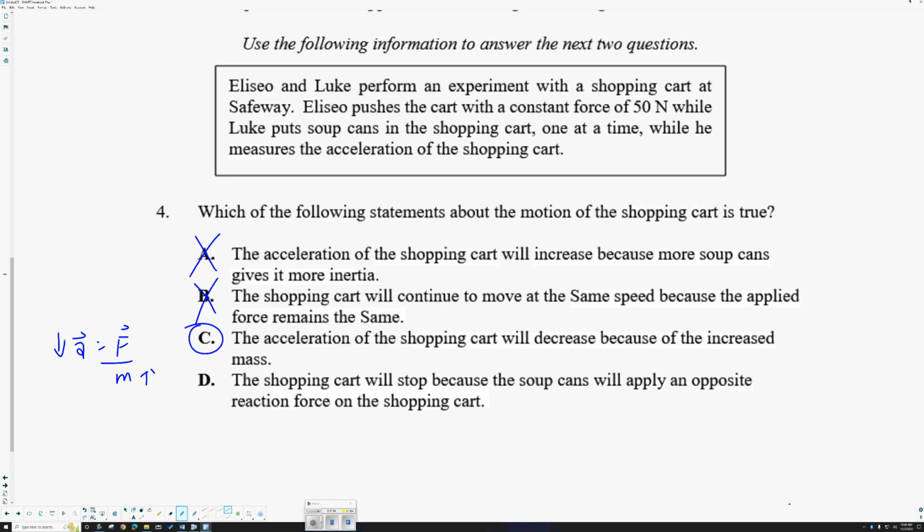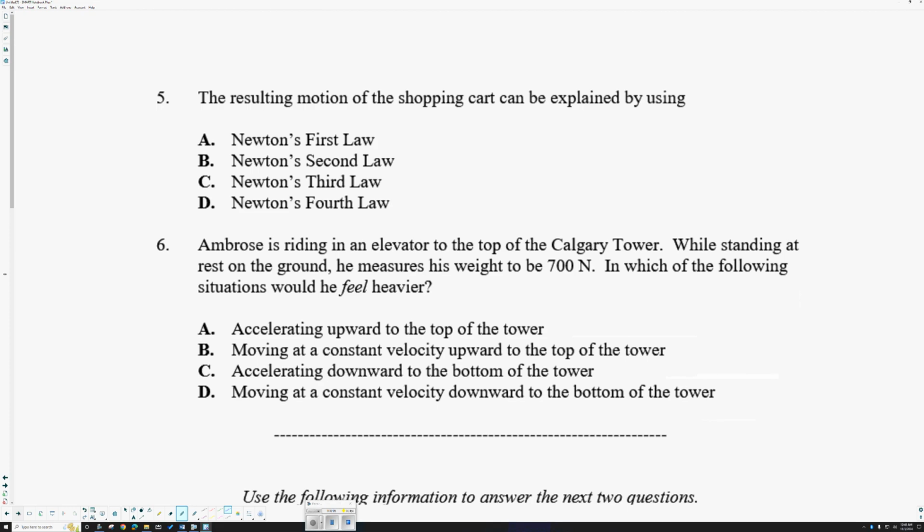Your shopping cart will stop because the soup cans will apply an opposite reaction force. No, that would be Newton's third law, but that wouldn't apply here. Question 5 says the resulting motion of the shopping cart can be explained by, well, we said that A was equal to F over M. That helped us to see that the bigger the mass gave me the smaller the acceleration. That's Newton's second law, B.